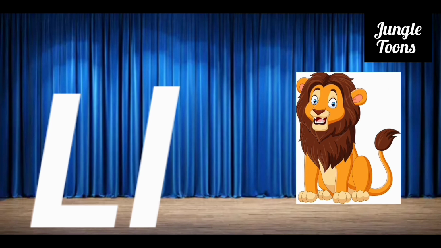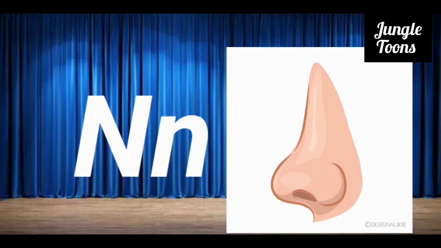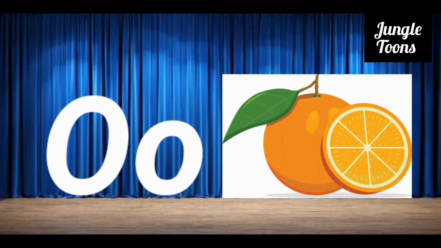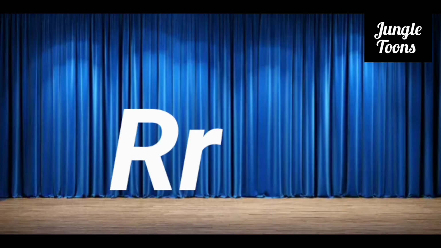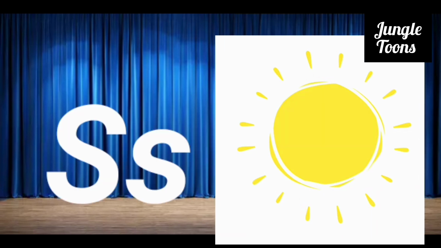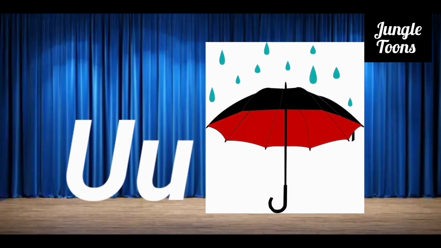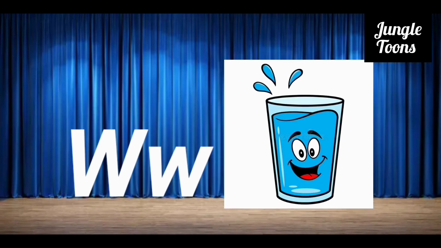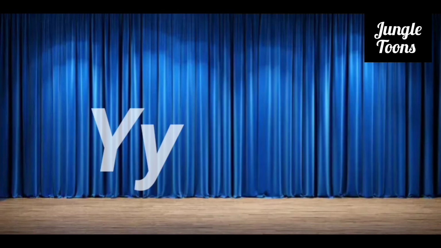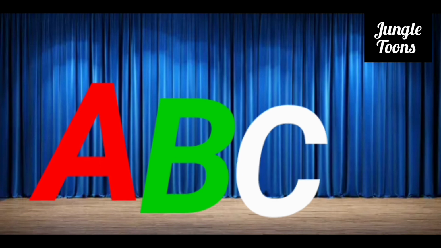L makes uh, M makes mm, and N makes n. O makes o, P makes p, Q makes k, and R makes r. S makes s, and T makes t, and U makes v. V makes v, W makes w, X makes x, and Y makes y, Z makes z. And that is the end of the song.